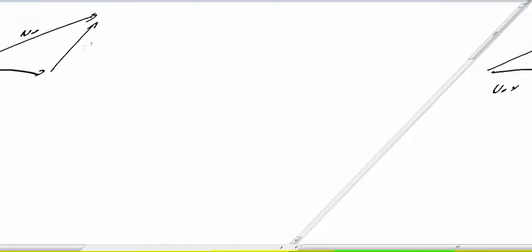SOHCAHTOA, and we have V naught. That's a V, not an N-O. And this is a V naught X and a V naught Y. We covered the heck out of this, so I'm just going to burn right through this.